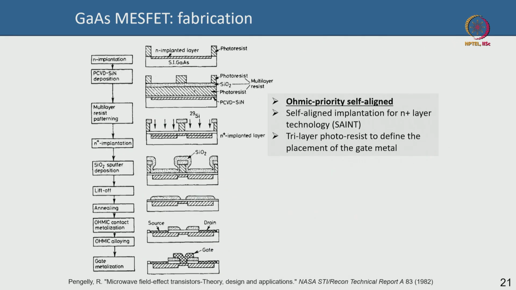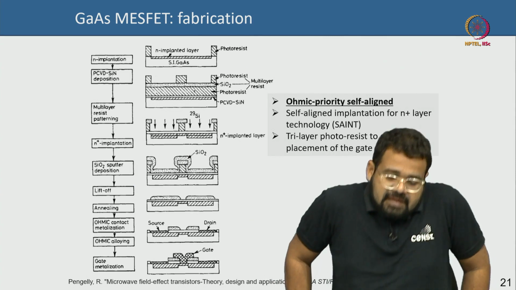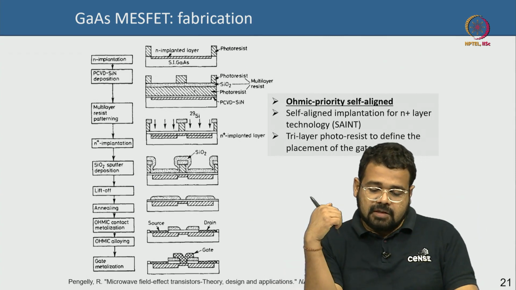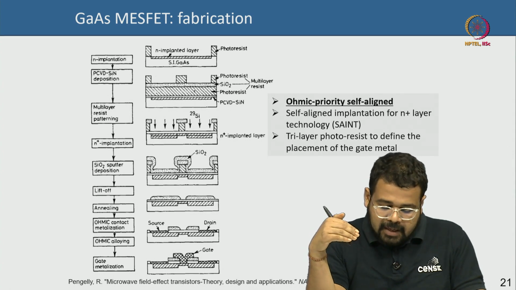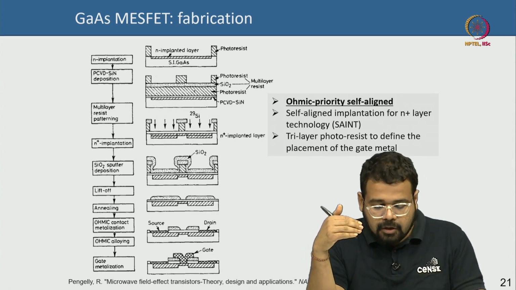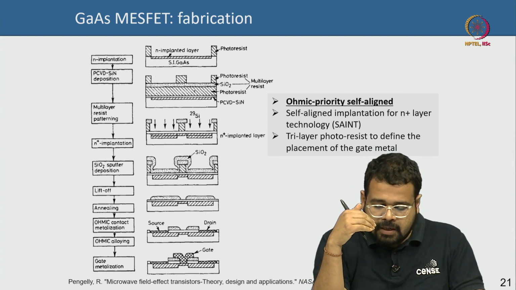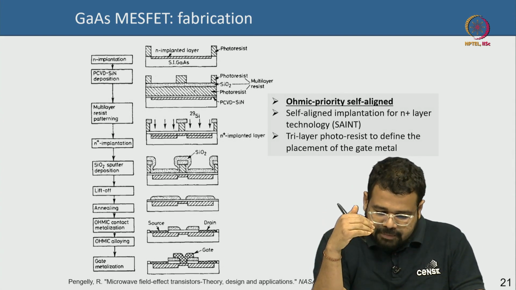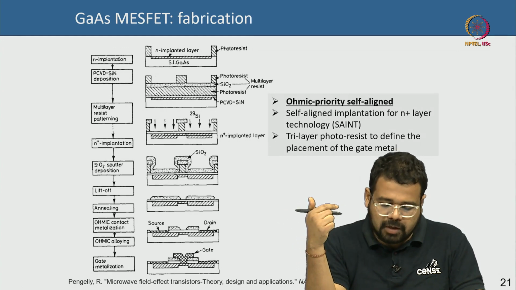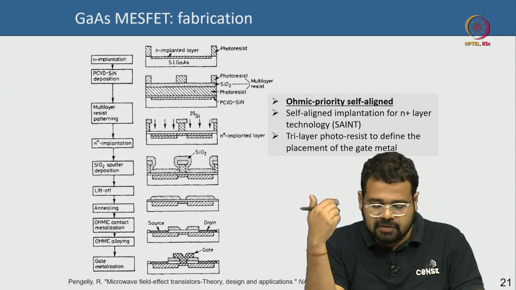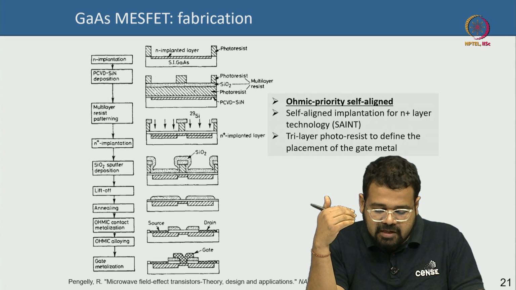So, that brings us to the ohmic priority process, where the ohmic contact is, and this is again self aligned. However, the ohmic priority process is such that your ohmic metals come first and the gate metal comes later, which means your gate metal will not have to withstand high temperature, because after you do the ohmic metal, you are going to do a high temperature anneal to form a good ohmic contact, and thereafter you will do passivation or whatever, and then you will put the gate. So, the gate will never see the high temperature anneal.